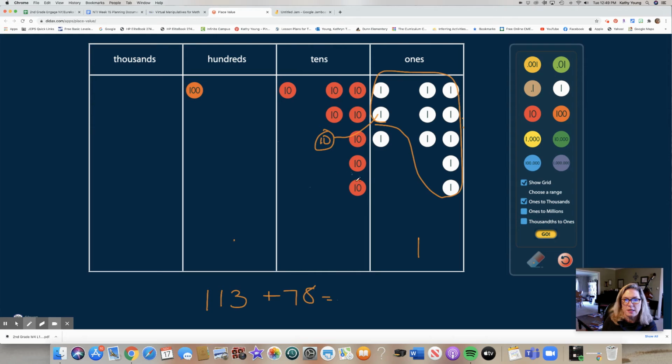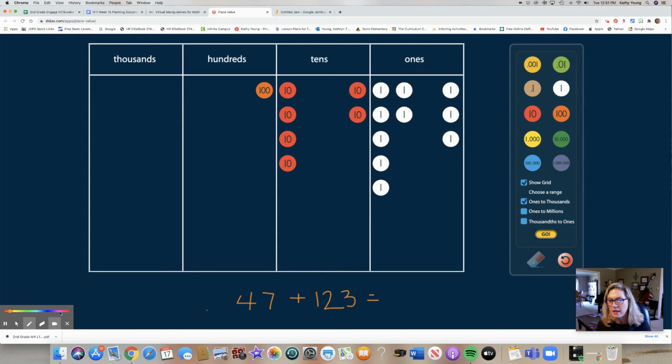If I count my 10s, I have 1, 2, 3, 4, 5, 6, 7, 8, 9. That can work. So I'm going to just put my 9 there. I don't need to rebundle. And I still have 100. So 113 plus 78 is 191. So sometimes I need to bundle both. Sometimes I just need to bundle one.